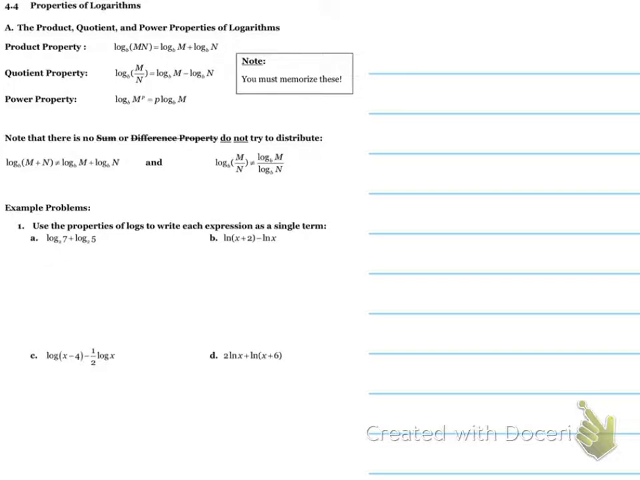And then the power property states if you have a log and the argument has an exponent, you can, what I call fly the exponent or bring it down in front of the log so that it's no longer an exponent. So keep in mind, you must memorize these.